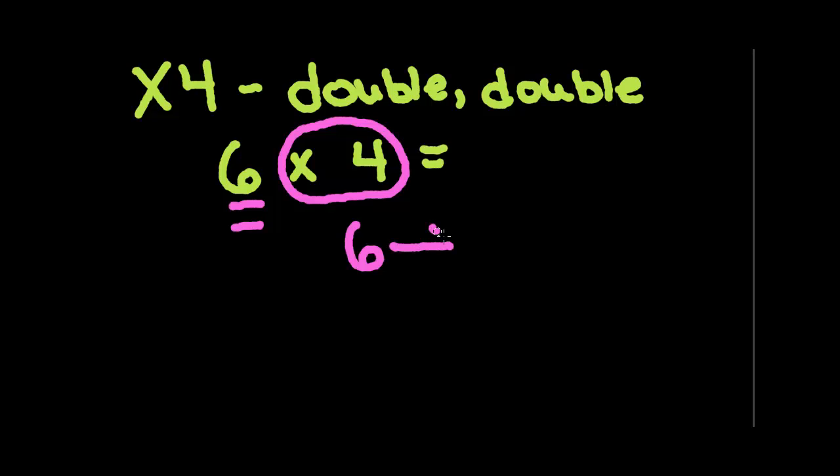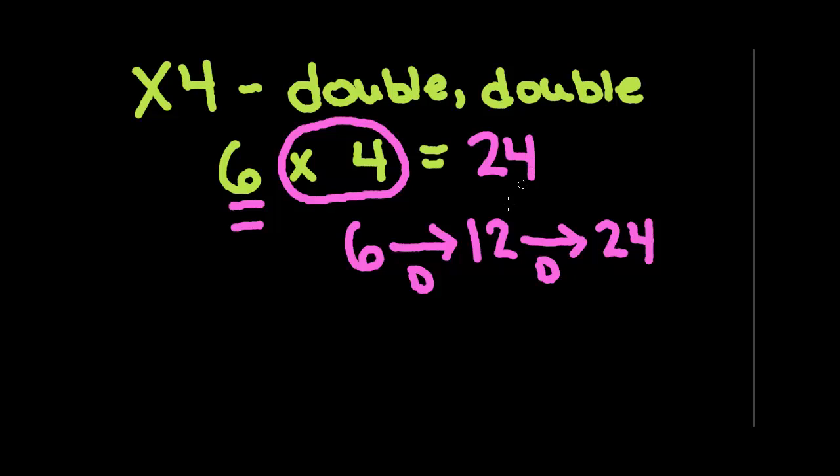So the 6 doubles and becomes a 12, and then the 12 doubles and becomes a 24. This is easy enough for students to do in their head. We work hard on making sure they know all of their single-digit doubles. And for doubling 12, they just have to remember that the 1 doubles to become a 2, and the 2 doubles to become a 4, and that's how we get the 24. So 6 times 4 is equal to 24.